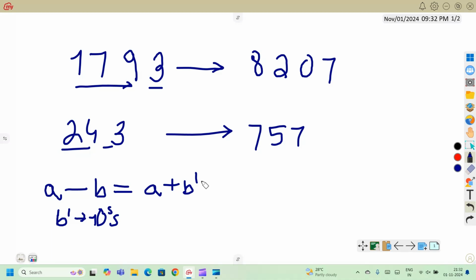And computer science students will know that a computer cannot perform subtraction. It can only perform addition. So let me think about it. So a minus b, and b complement we can consider as the tens complement, because it's a variable. So a minus b has to be then a plus b complement. Okay, but how is it possible?